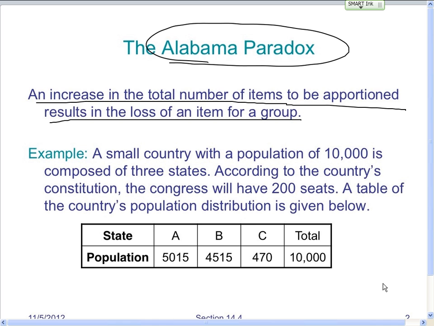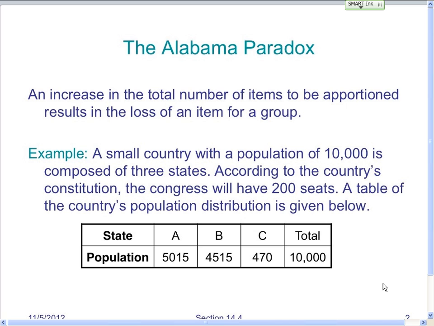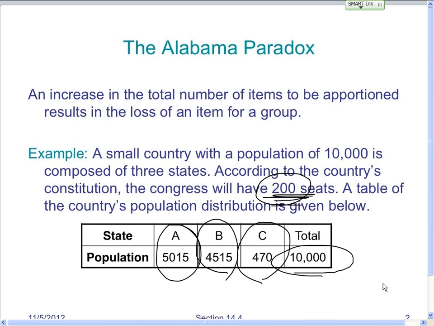So here's an example. We have a small country with a population of 10,000, has 3 states, A, B, and C. According to the Constitution, we have 200 seats in Congress. So here's the states' populations, and we have 200 seats. So what we're going to do is figure out where those 200 seats are going to go, how they're going to be distributed.